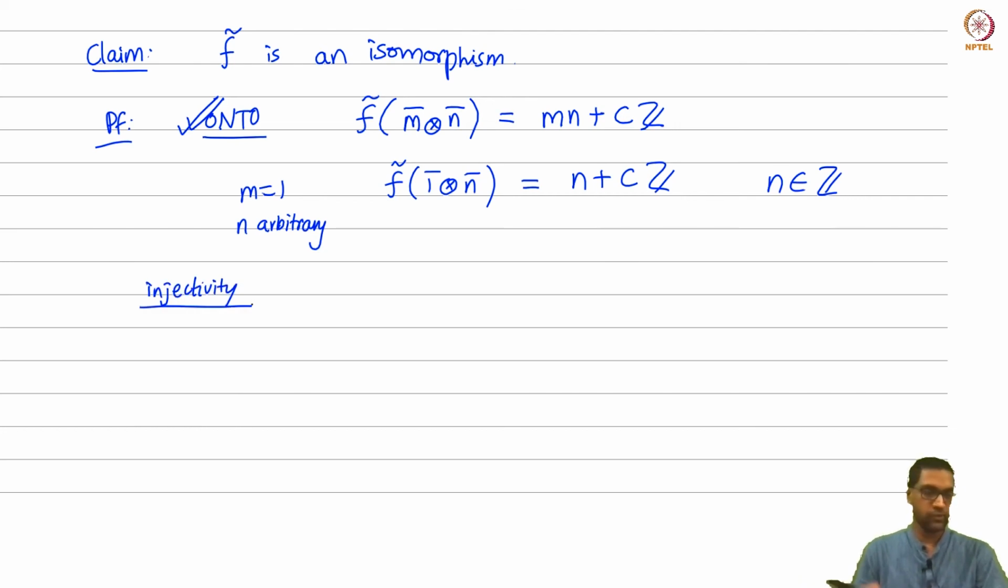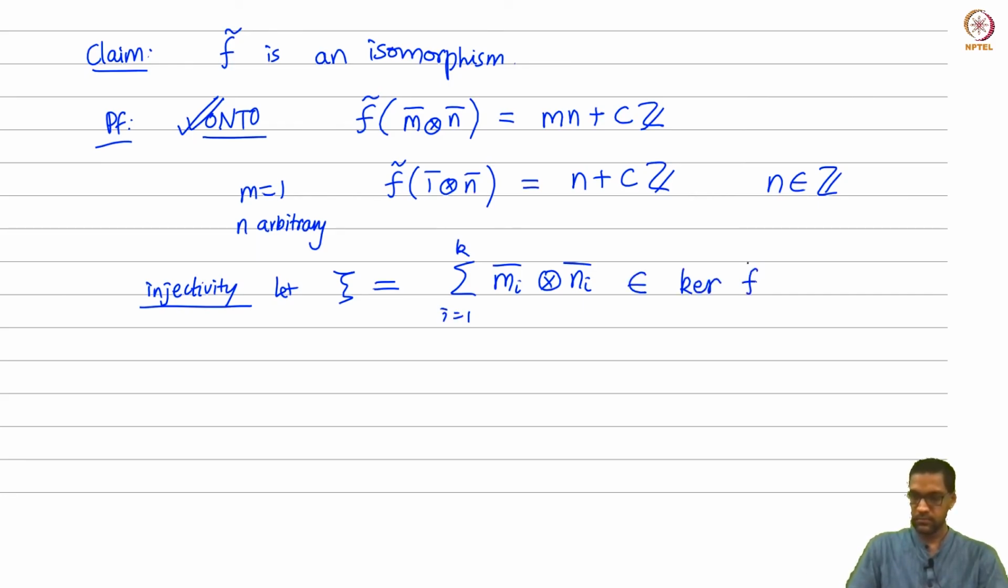It's again the injectivity that requires more proof, and the proof is almost along the same lines as what we gave for the previous problem, which is, let's take a typical element in the kernel. So let psi, which is summation mi bar tensor ni bar, belong to the kernel of this map. Now what does this mean? Well, as before, let's just first rewrite it in this case. So this is summation.